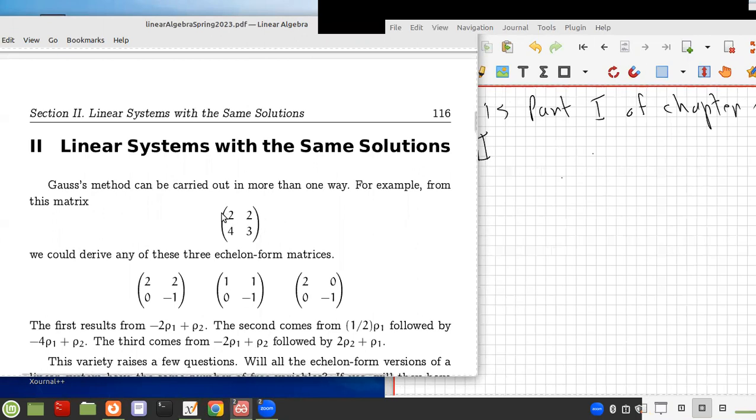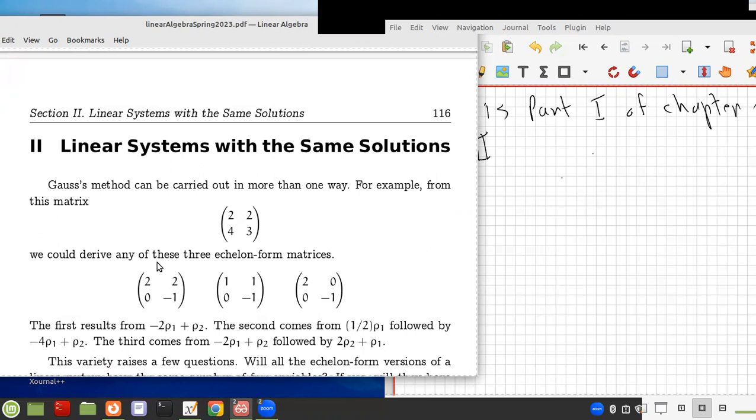Here is a possible coefficient matrix of a linear system. Now, if we did echelon form to this matrix, we could do -2 row 1 plus row 2 and get this one, or we could take this one and divide the first row by row 1 and get this one, and then if we add row 2 plus row 1, we could get this one. So all of these 4 matrices are connected by row operations. Therefore, they all have the same linear system.